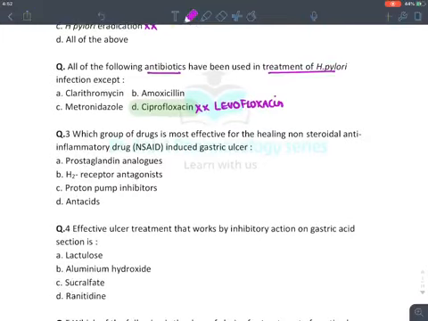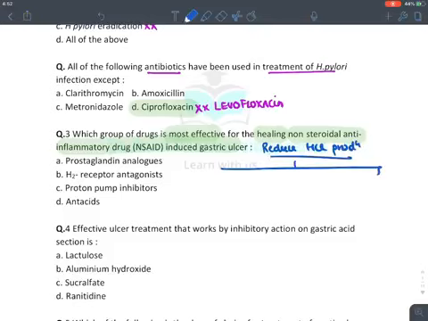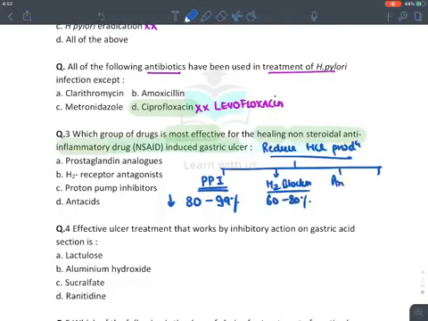Which of the following drugs is most effective in healing NSAID-induced peptic ulcer? Here we give the drugs which reduce HCl production. The most effective drug which reduces HCl production is proton pump inhibitors. Proton pump inhibitors reduce HCl production by 80 to 99%, while H2 blockers reduce it by 60 to 80%. Then we have the anti-muscarinic agents, pirenzepine and telenzepine, which reduce only 40 to 50%. And lastly, we have the prostaglandin E1 analog.